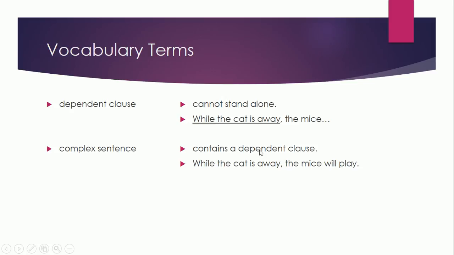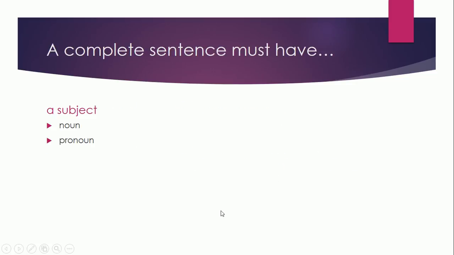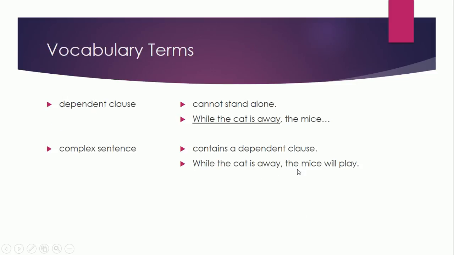It has a dependent clause and an independent clause. So here, while the cat is away is the dependent clause. The mice will play is the independent clause. This one could stand alone because it doesn't have this word on it. So we're going to talk about these today.